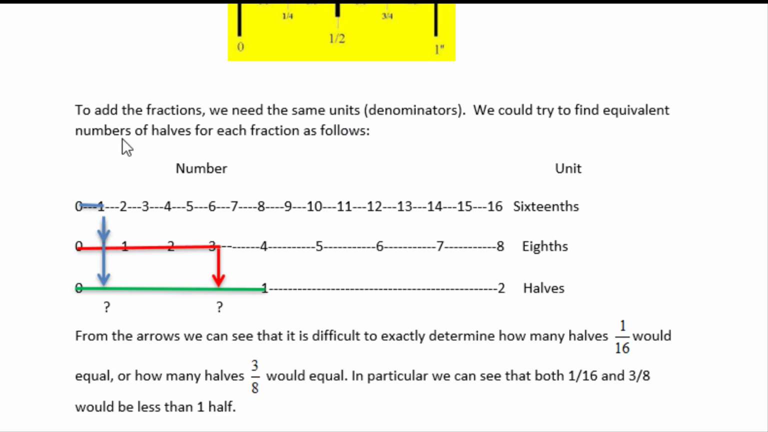We could try to find equivalent of halves for each of the fractions. In other words, I could try to change 3/8 into halves, but how many would I have? It's difficult, right? See that? Here's 3/8, trying to change them into halves. I don't know how many that is. 4/8 is 1/2, but 3/8, I don't know how many halves that is. And then 1/16, I don't know how many halves that is. So from the arrows, you can see it's difficult to exactly determine how many halves 1/16 would equal or how many halves 3/8 would equal. In particular, we see that 1/16 and 3/8 would be less than 1/2. That's all we can say.